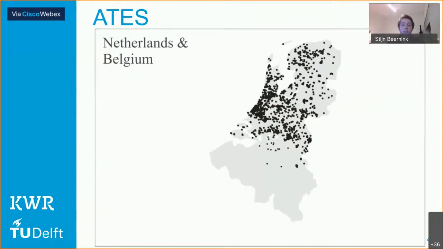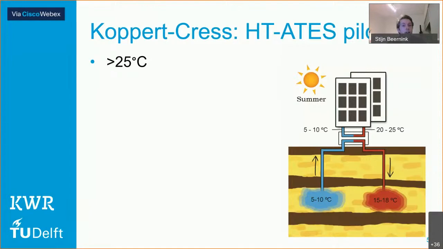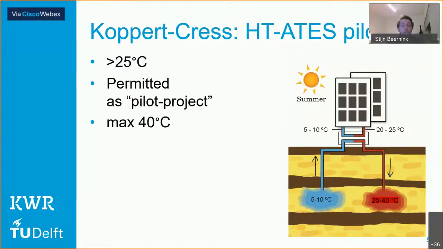And ATES is in the Netherlands a really proven technology. About 2,500 to 3,000 systems are operational there already. But the system I'm going to talk about today is special from these normal systems because, as I think João also told you, the normal maximum temperature is about 25 degrees Celsius in the Netherlands. And for this case study, we can inject higher temperatures. So that's why this is a high temperature ATES pilot. And for this case study, we are able to inject up to 40 degrees Celsius, as you now can also see in the picture.